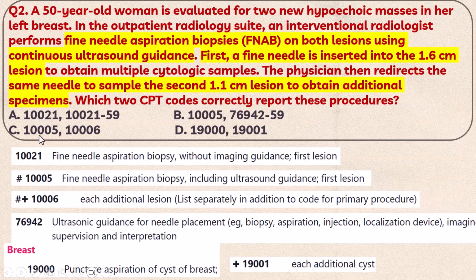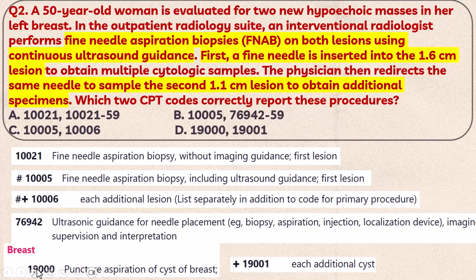The code 10021 is fine needle aspiration biopsy without imaging guidance. But in our case, we have used ultrasound guidance. So this is not possible. Next answer 10005, that is fine needle aspiration biopsy including ultrasound guidance, first lesion. So this is suitable. Plus the second code 10006, that is each additional lesion. There are 2 lesions, and both are done using ultrasound guidance. So 10005 and 10006 are the correct answers. So you can directly go for answer C. If we check other codes, like 76942, it is ultrasonic guidance for needle placement. This is not needle placement. This is the fine needle aspiration biopsy.